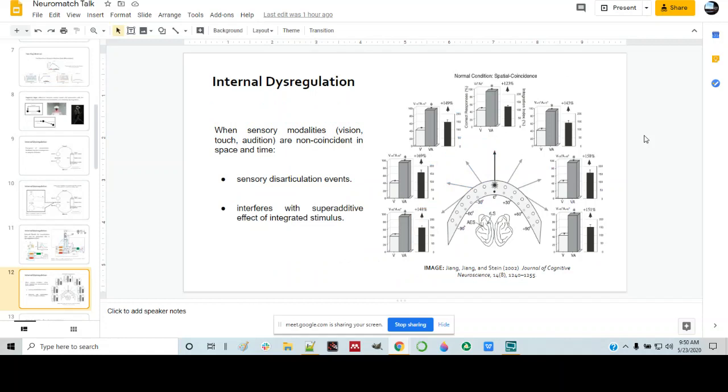But we can also do things like decouple sensory streams. It turns out that when you decouple sensory modalities such as vision or touch or audition, when you make them non-coincident in space and time, you can also get these dysregulative events. You might also call them sensory disarticulation events, and they interfere with the natural integration of stimuli from different senses.